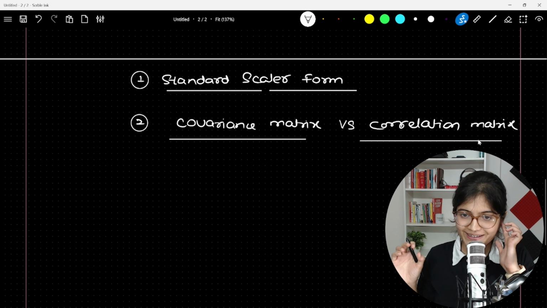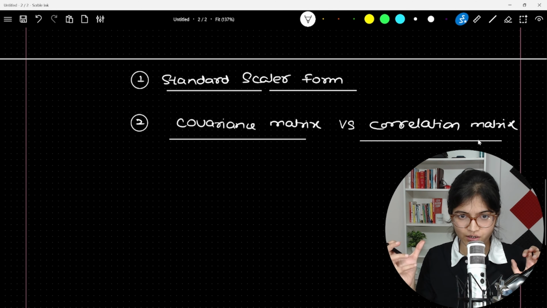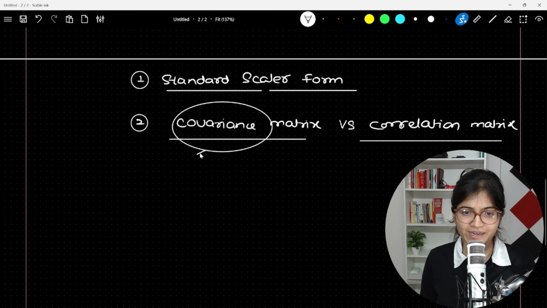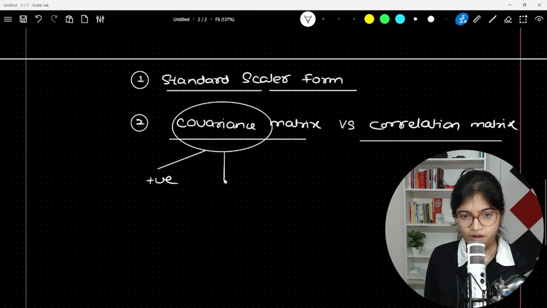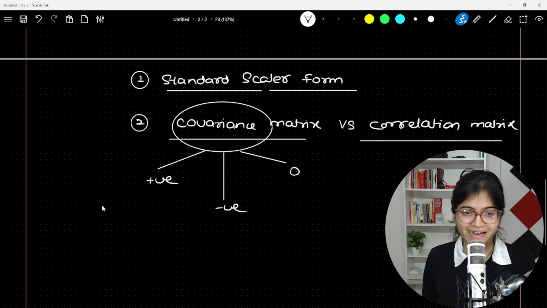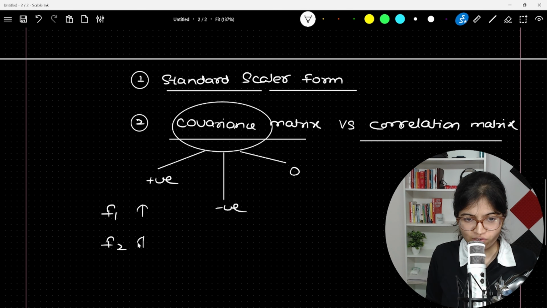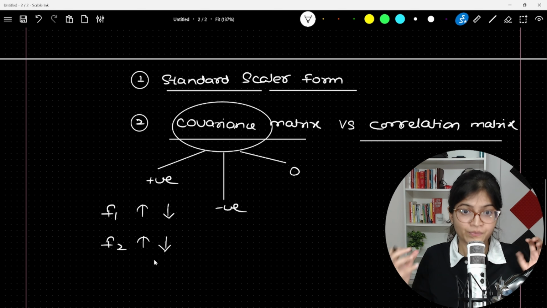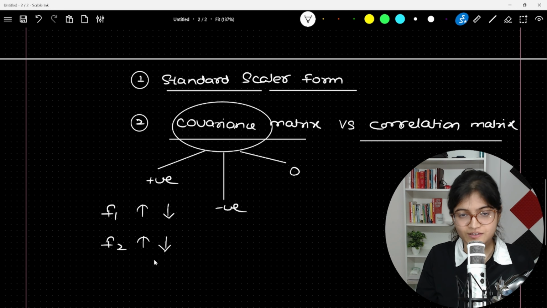See, both provide us a similar conceptual idea. The covariance value will be either positive, negative, or 0. Positive indicates that if you have two features, let's say f1 and f2, and you increase one feature, the other feature is also increasing. If you decrease one feature, the other is also decreasing. Means somehow they are positively correlated. They have a positive covariance value.